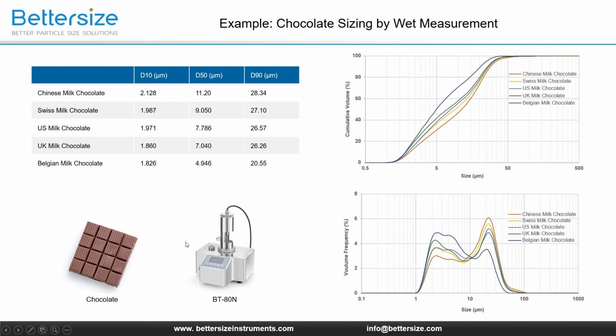Let me show you an example of wet measurement: the particle sizing of chocolate. By measuring chocolates from different countries, we can investigate the sensory differences caused by their physical properties. The organic solvent methyl laurate is used as the medium for chocolate, and therefore a small volume anti-corrosive module BT80N is utilized. As we see in this figure, even small particle size differences in various milk chocolates can be detected by the Bettersizer 2600 due to its high resolution and stable performance.